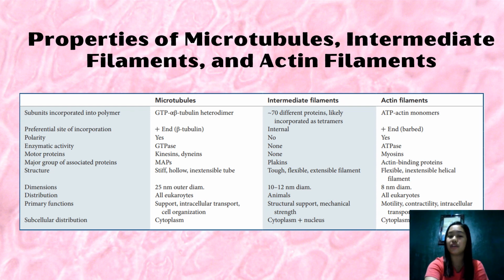Now, we have the intermediate filaments that are assembled from tetramers, which are made up of 4 different protein subunits. Intermediate filaments do not have a defined polarity and are not associated with motor proteins. This makes them ideal for providing mechanical support to the cell. Next, actin filaments are assembled from actin monomers. Actin filaments also have a defined polarity, with one end that is barbed, growing faster than the other end that is pointed. This polarity allows actin filaments to drive cell movement and muscle contraction.